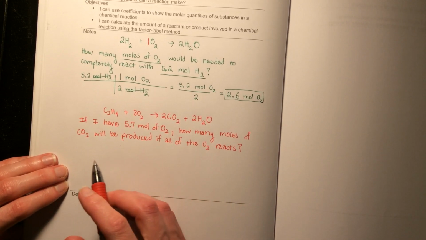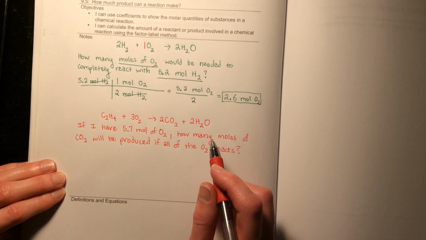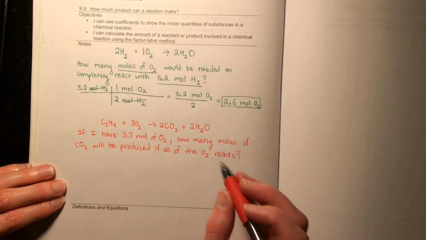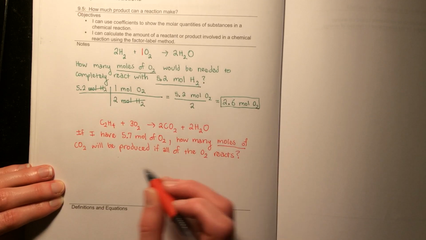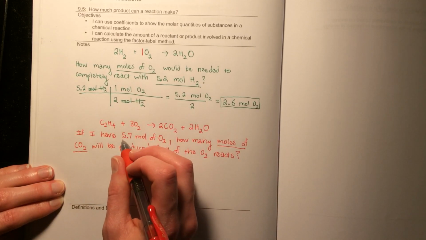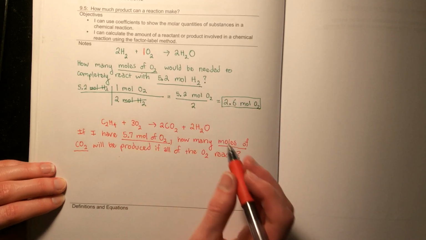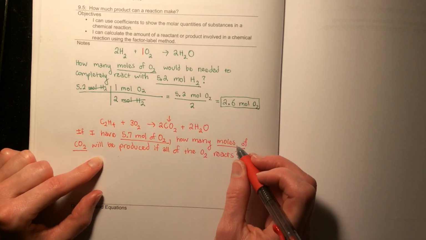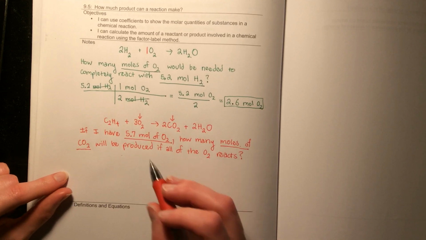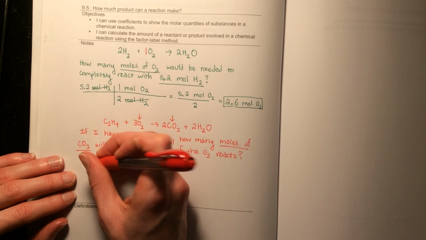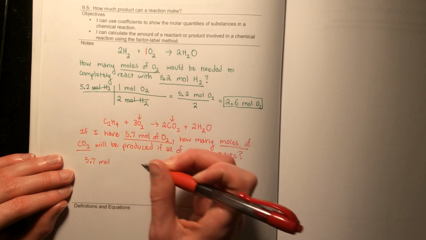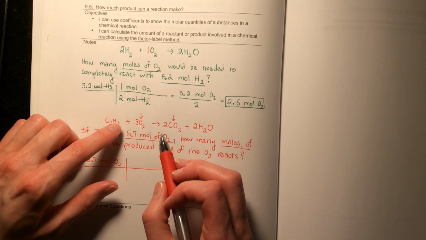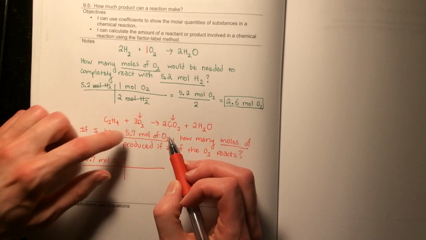Okay, so there's a lot of words here, but let's just pick out what we're trying to find. So we are trying to find moles of CO2, and they're giving us moles of O2. So let's look at our equation and see where these molecules are. Here's CO2, so this is what we're looking for, and here's O2. Okay, so let's start with what we're given. So 5.7 moles of O2. And I know that for every 3 moles of O2, I will make 2 moles of CO2.